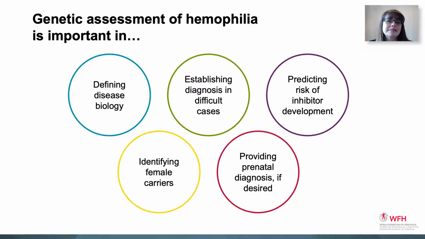And it's important to enable the identification of a genetic variant to predict the risk of inhibitor development, and also can identify variants that might respond to different therapies. Genetic assessment is important to identify carrier females and at-risk individuals within a family that's carrying haemophilia. And by doing that, we can provide prenatal diagnosis.